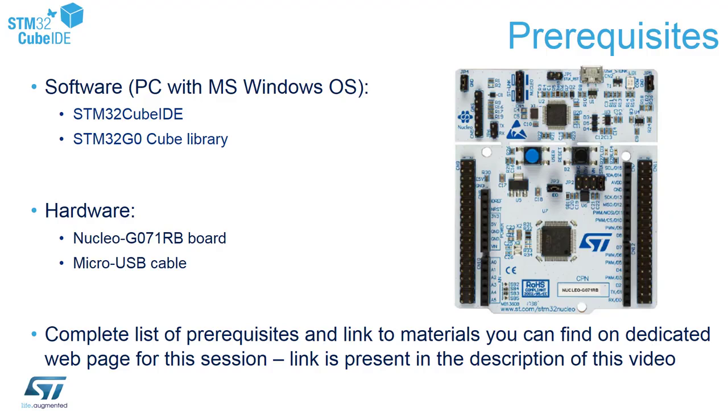examples. From the hardware point of view, you would need one Nucleo board. It is called Nucleo G071RB. You can see it on the screen. And one micro USB cable, which allows us to connect this board to your PC.